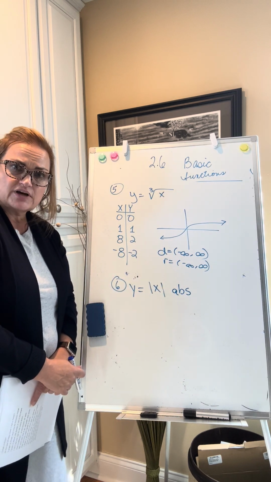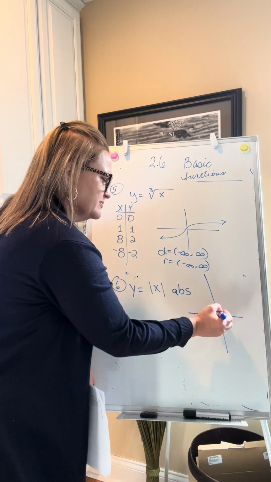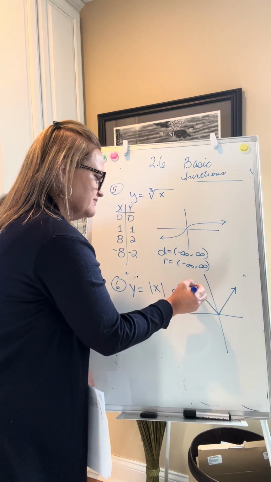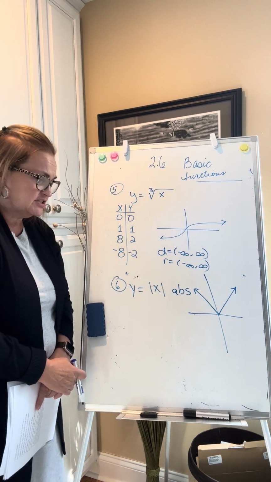So do try that on your graphing calculator, see how that looks. I think that's the first time we've talked about that. But you should get a V shape out of that. Absolute value of X makes a V shape.